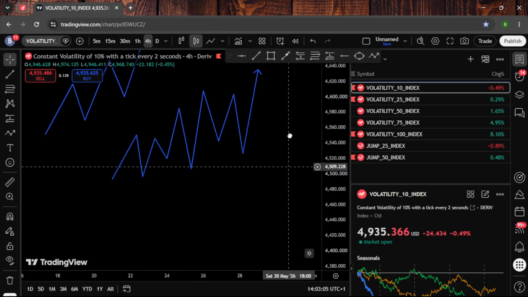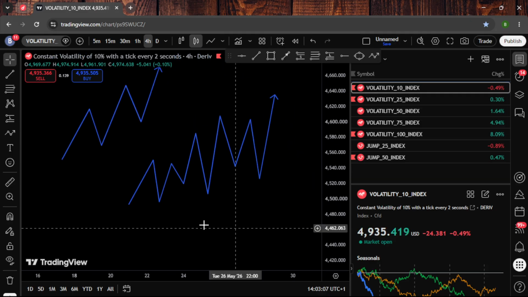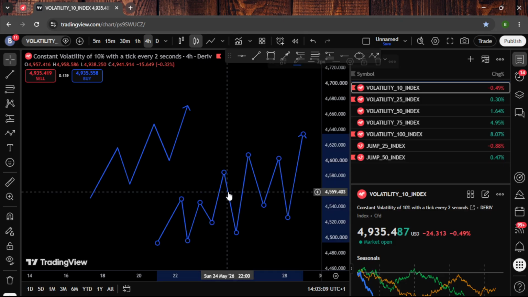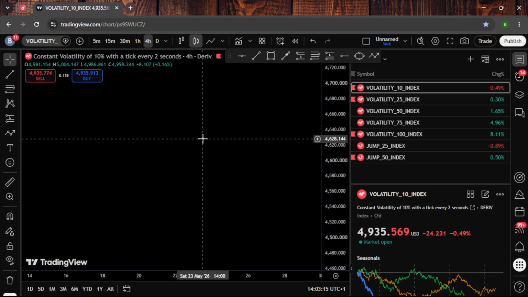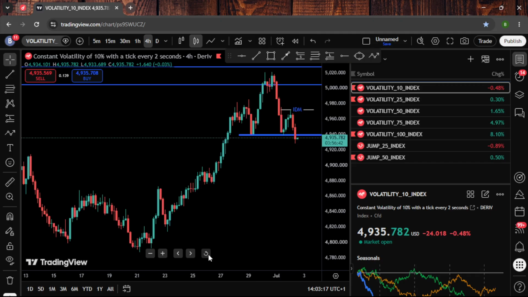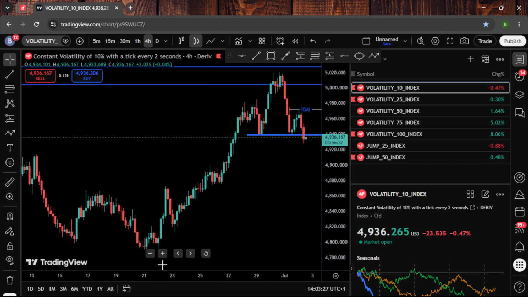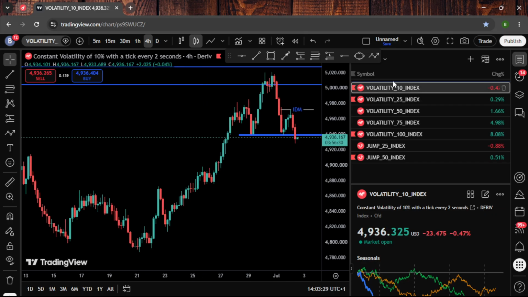Okay, so the strategy is simple. I use 3 time frames: 4 hours, 1 hour, and 15 minutes. Those are the 3 time frames I use. 4 hours is to know the direction of the market. 1 hour is for structure. 15 minutes is for candlestick pattern.